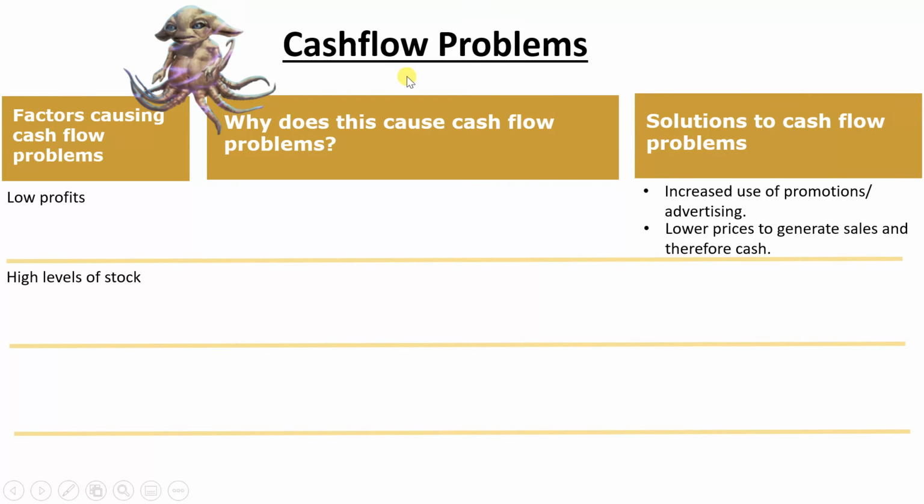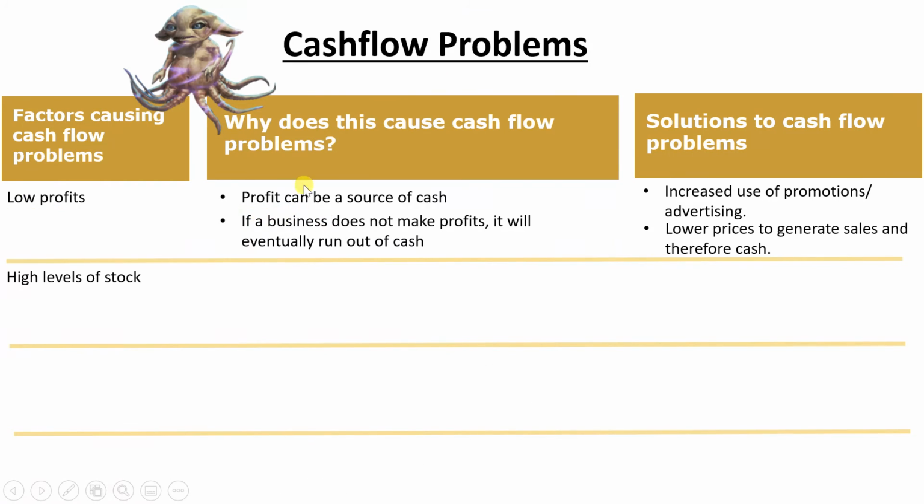Now let's examine the factors which cause cash flow problems in a bit more detail. We're going to look first at low profits. Why does low profit cause a problem to cash flow? Profit can be a source of cash, and if a business does not make profit, it will eventually run out of cash, the main reason for a business.